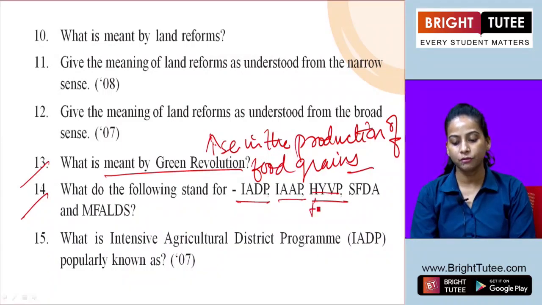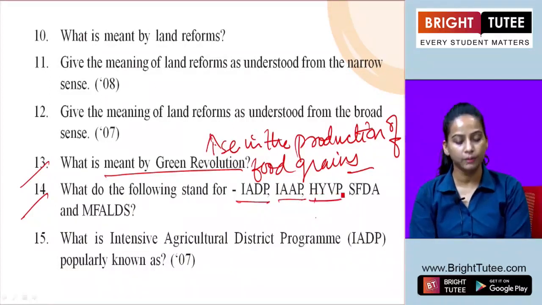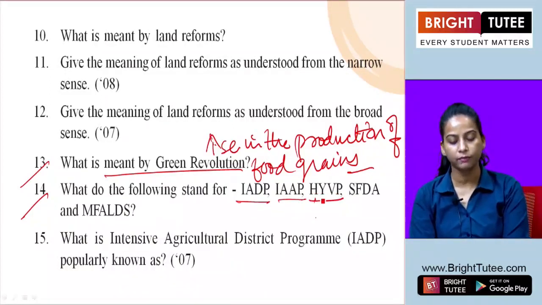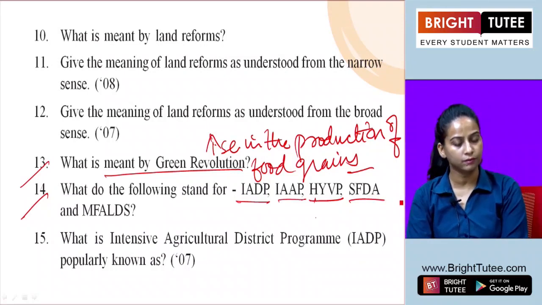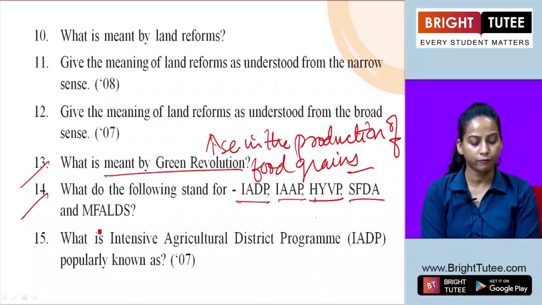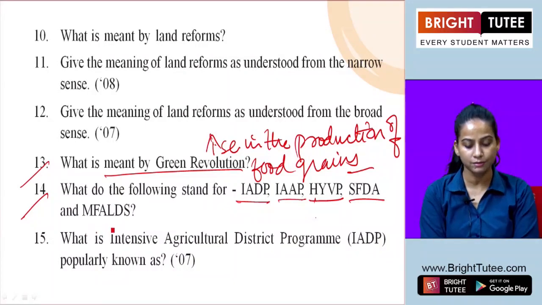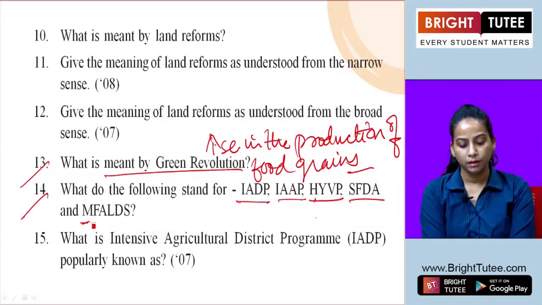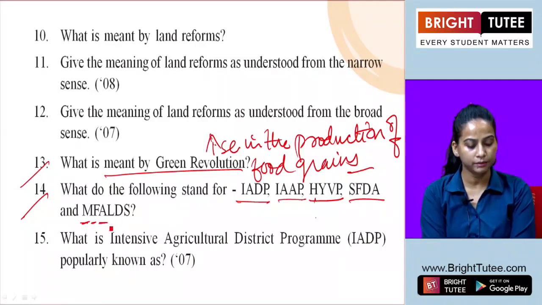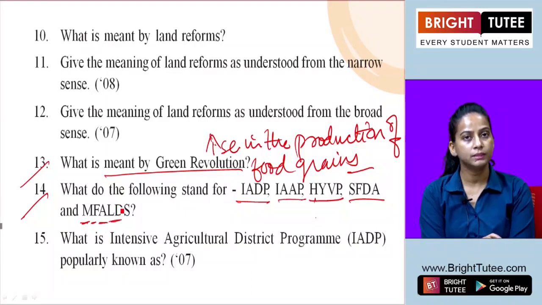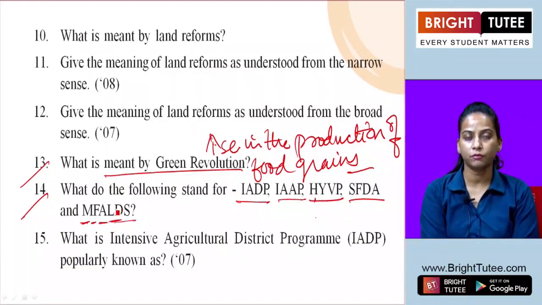Here this HYV, High Yielding. The next is HYVP, it stands for High Yielding Varieties Program. Next is SFDA, that is Small Farmers Development Agency. The another one is MFALDS, which stands for Marginal Farmers and Agricultural Laborers Development Schemes. So these all are the abbreviations that you need to learn and that could be asked in your exam.